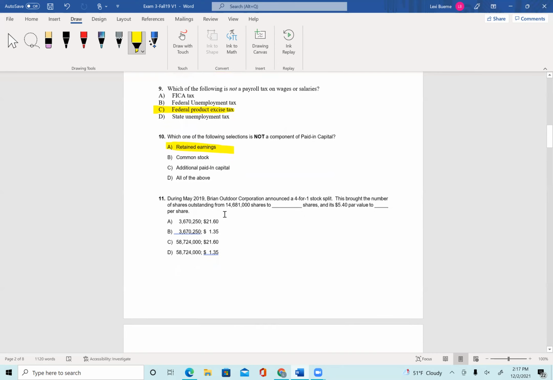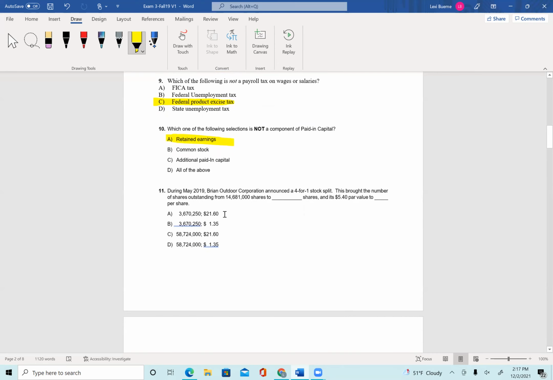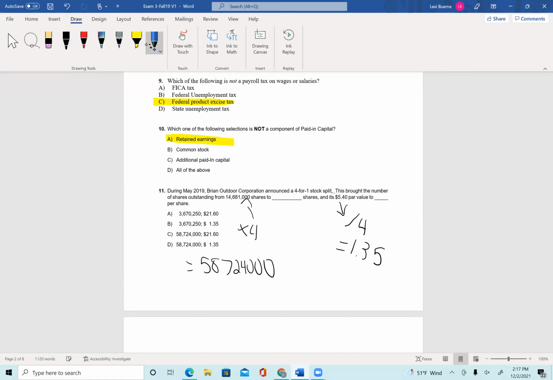During May 2019, Bryan Outdoor Corporation announced a 4-for-1 stock split. They brought the number of shares outstanding from 14,681 million shares to blank shares, and it's 5.4 par value to blank per share. So you're going to take this amount of shares times 4, which gives you 58,724,123. You're quadrupling the shares, but you're dividing the amount. So then you'll divide this by 4, which is 1.35. So it's going to be D.